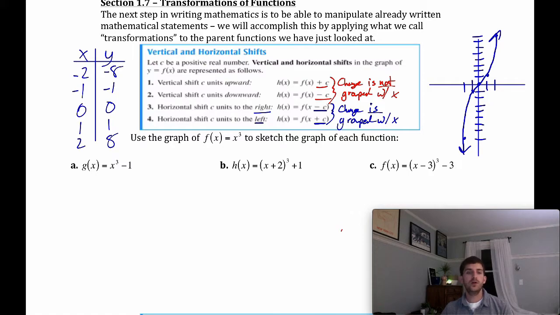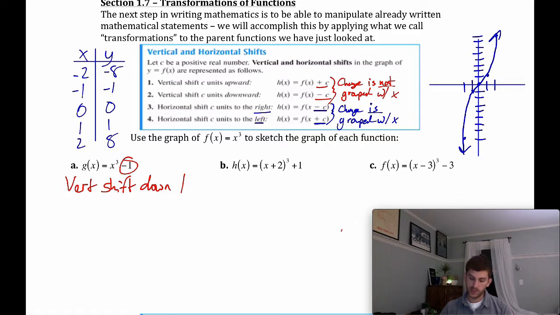So we're asked to take that graph that we just did for the cubic and do the following changes. This one here, x to the third minus 1. I'm going to switch colors so I don't confuse myself. That one is not grouped with x, so it is a vertical change, and since we're subtracting, we're going to shift down by 1.